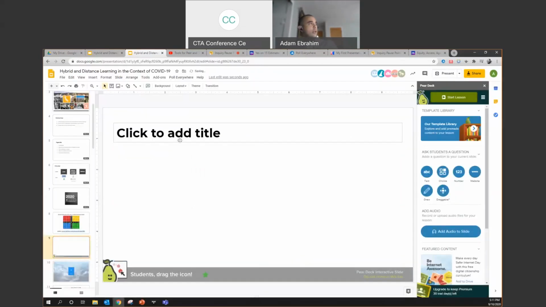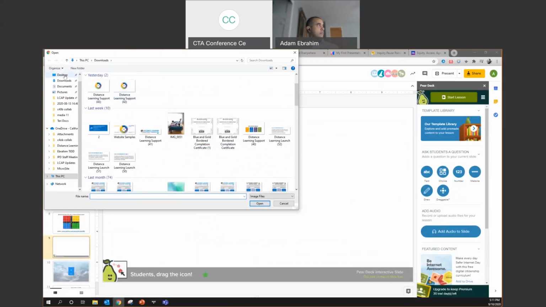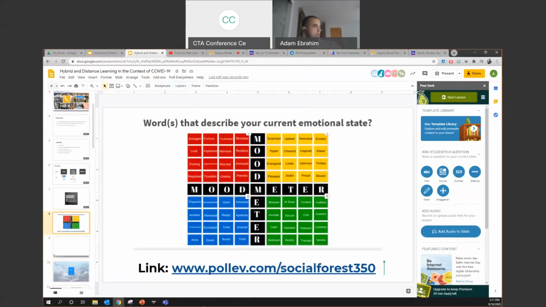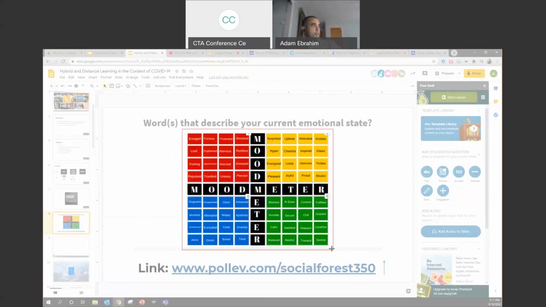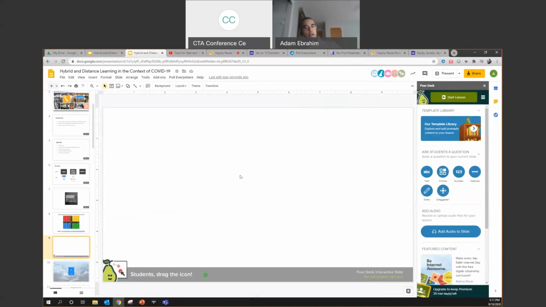Then if I have downloaded the picture and have it living on my desktop, well, let's just say I'll take a picture of my mood meter, just for demo purposes. Okay, so pretend that didn't happen. I'm making my Pear Deck, right? Boom, mood meter.